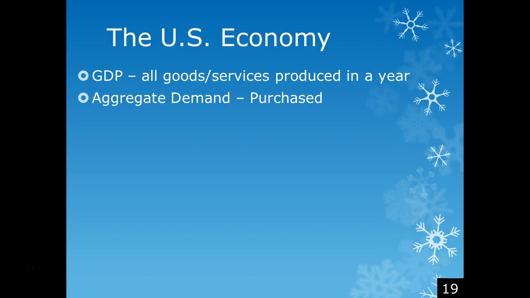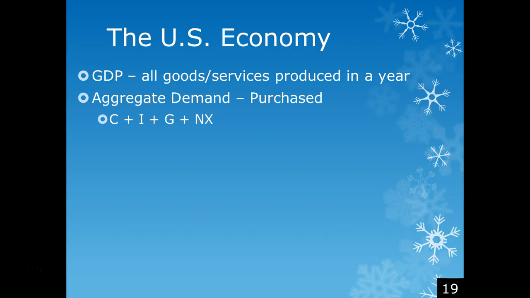Aggregate demand just means all the goods and services purchased in an economy in a year, and there's a formula for it: C plus I plus G plus NX. That's household consumption plus business investment plus government spending plus net exports. That's everything that's purchased in a year in an economy.